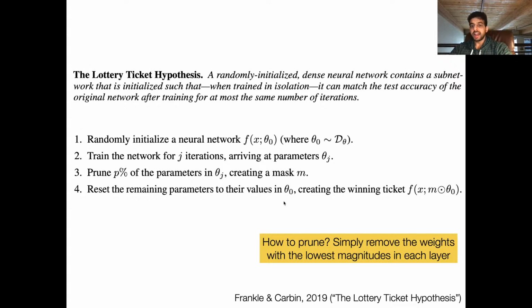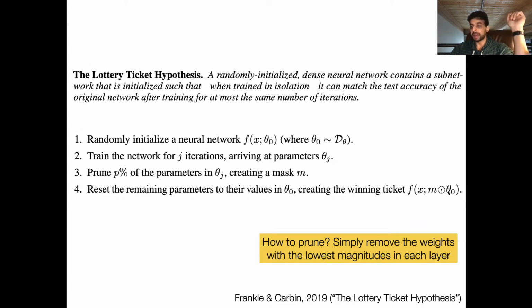Now, the very interesting finding here is that I have some number of parameters that have not been pruned in this way, the parameters that had the highest magnitudes. So now I'm going to reset those parameters to their original random initialization, and I'm going to train this network from scratch without any contribution from the pruned parameters.